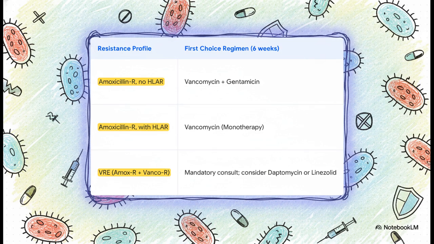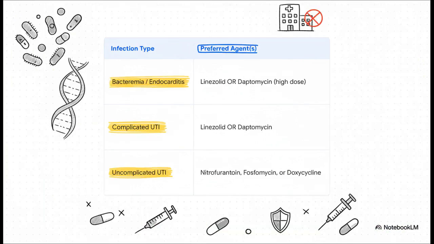If the bug is amoxicillin resistant, but you can still get that synergistic kick with an aminoglycoside, you go with the combo. Simple. But if you've got high-level aminoglycoside resistance, that synergy is gone, so you drop the gentamicin. And if it's VRE, Vancomycin-Resistant Enterococci, well, then you pick up the phone and call a specialist, because you're in a tough spot. Now, if we zoom out to the international guidelines for VRE, you see that linezolid and daptomycin are the real workhorses for the big, scary systemic infections.